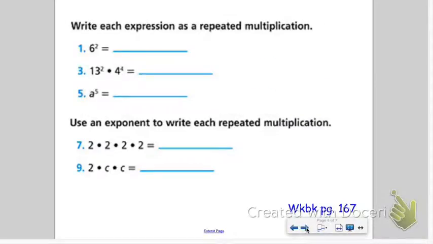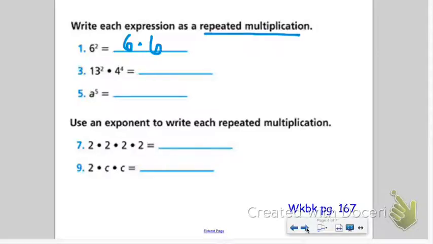So let's take a look at page 167, numbers 1, 3, and 5. We're going to write each expression as repeated multiplication. We're going to write it in what we call expanded form. So we're not actually going to solve numbers 1, 3, and 5. We're just expanding out the problem to make sense of what it means. 6 to the second power means that 6, the base, needs to be a factor 2 times. So all you're writing on the lines is 6 times 6. You're just writing it as repeated multiplication.